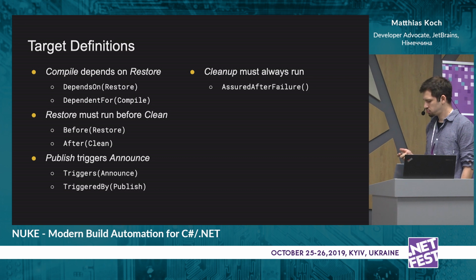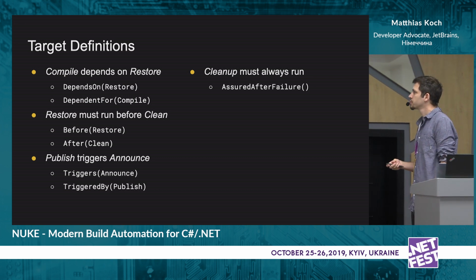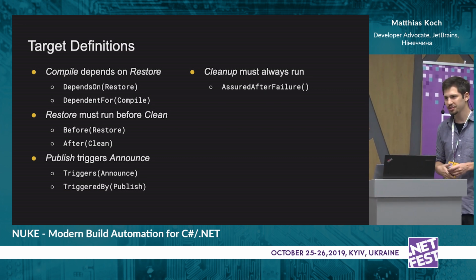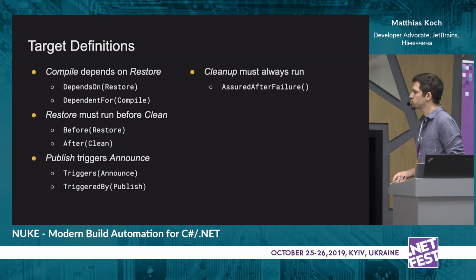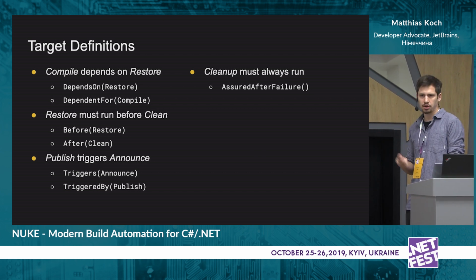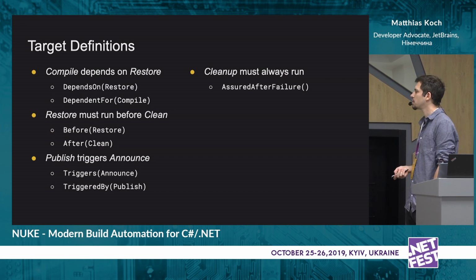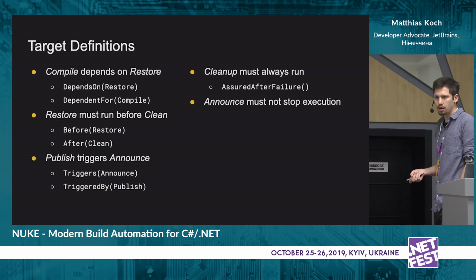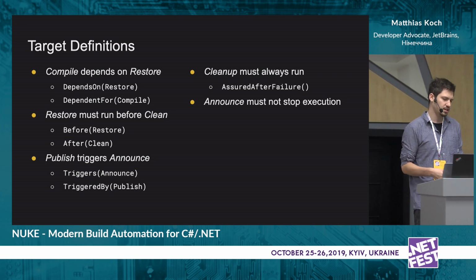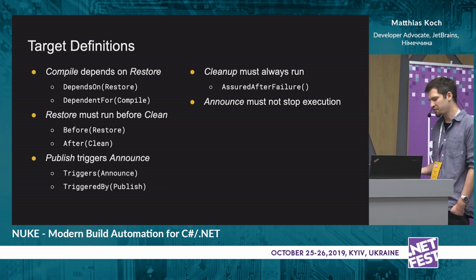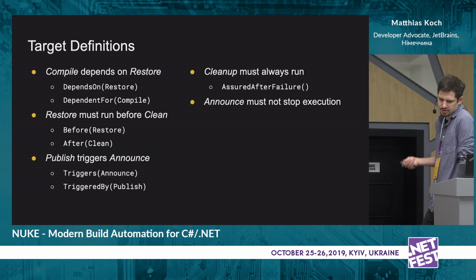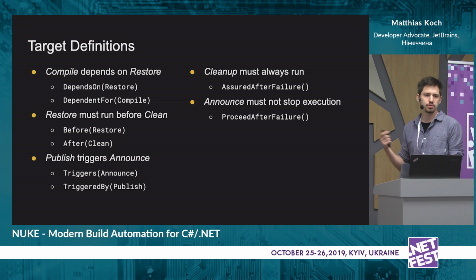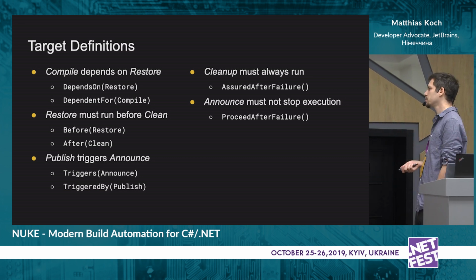Another example. Oh, that was a bit too fast. Cleanup, for instance, must always run. It's somewhat like a disposable that is ensured to be executed, and then you would just say it's assured after failure, and it would always run even if some previous target has failed. Or announce must not stop execution, for instance, because it's basically meaningless for the outcome of a build. If it doesn't get announced, then so what? So in this case, you could express it should proceed after failure, just to swallow all the failures that it might introduce.